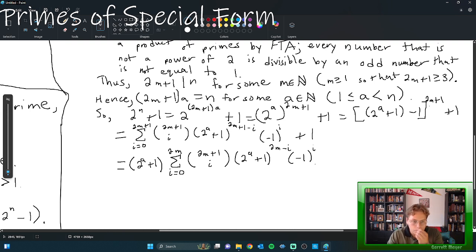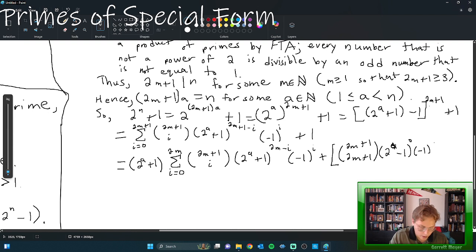Okay, so we pull that term out, so it gets rid of that plus 1. But then at the very end, we're going to have to add back in that term for the 2m plus 1 part, where we have 2m plus 1 choose 2m plus 1, and then 2 to the a plus 1 to the 0, and then negative 1 to the power of 2m plus 1, plus 1 at the very end.